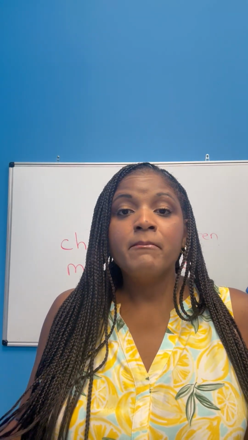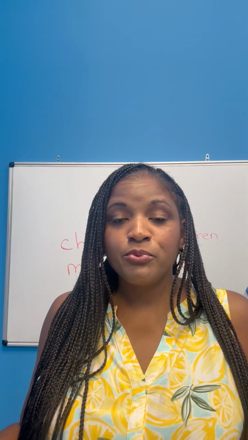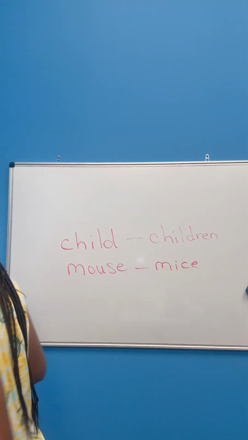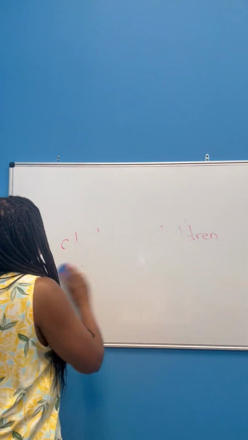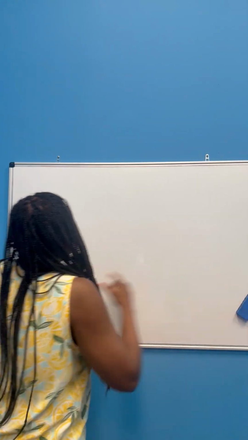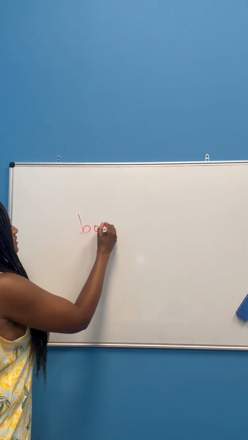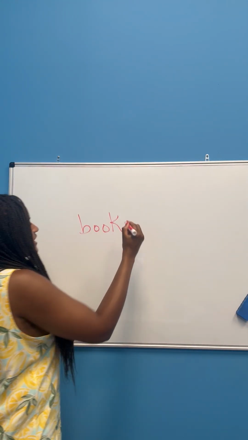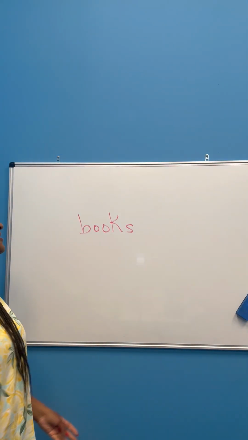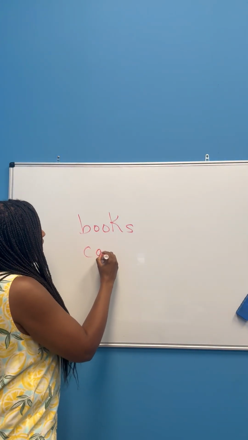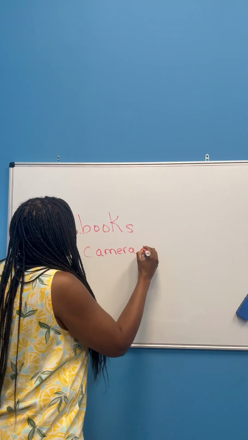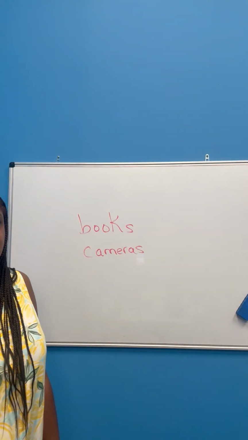nouns. Now, most words, when you have to write the plural form, you just need to add an S. So for example, if I have book, I just add an S and it's books. If I have camera, I just add an S, cameras.